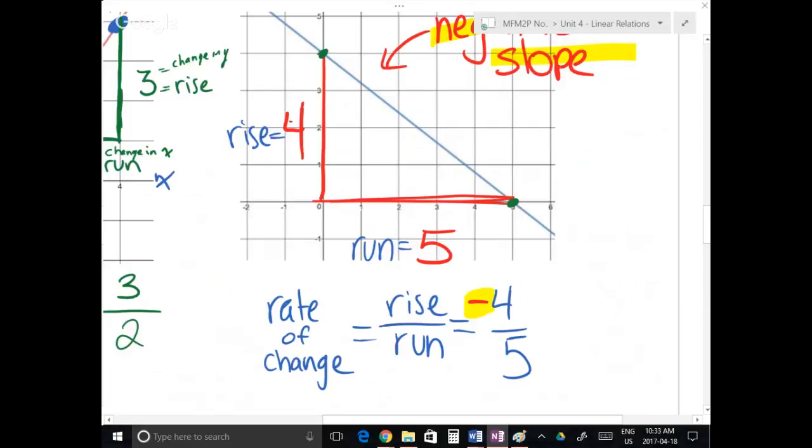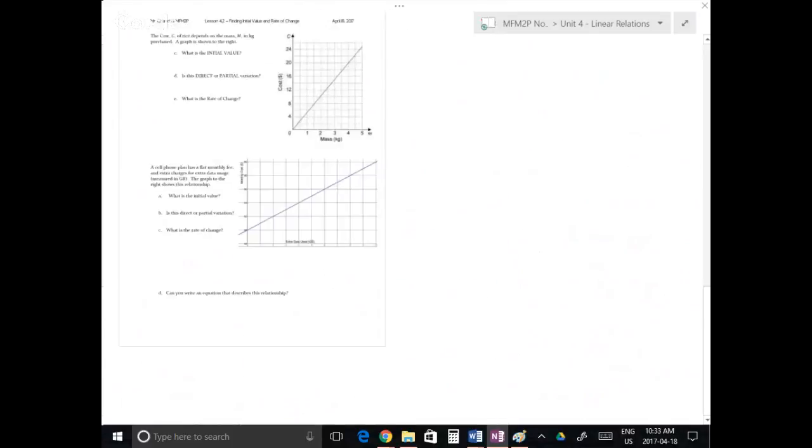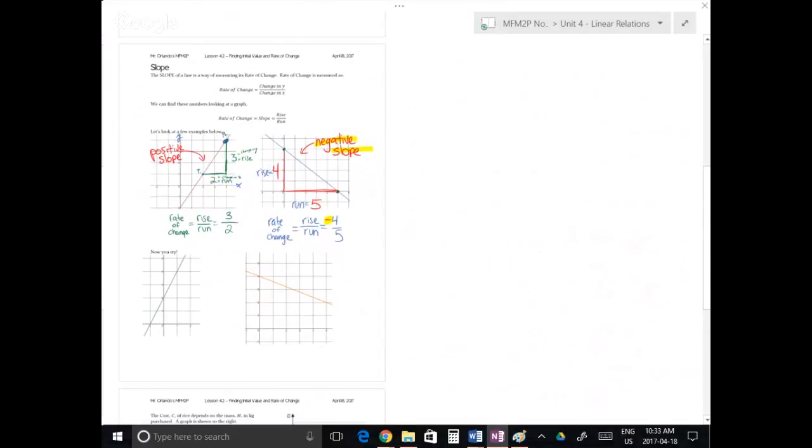But the way I suggest you look at it is count your rise, count your run, find the slope, and then take a step back and look at the whole big picture and say, is this increasing? Is this getting more positive over time? Or is it decreasing? Is it getting more negative over time? And that tells you if your slope is positive or negative. Okay, I want you to try the next couple examples and then on to the next page. And I will go around and help you, but you're on your own now. And you are welcome to put your headphones in.